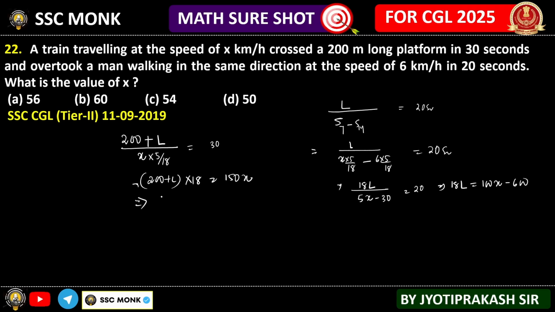Or I can write 18L is equal to 150x minus 3600. Yes or no? Now 18L common. So I can write here 100x minus 600. Or here I can write 150 minus 100 is equal to 50x. 3600 minus 600 is equal to 3000. Zeros gone. X is equal to 300 by 5 is equal to 60. Now this 60 is your answer here, option.